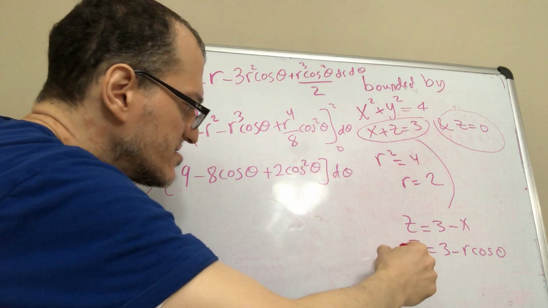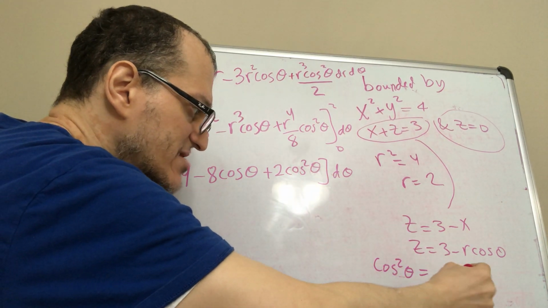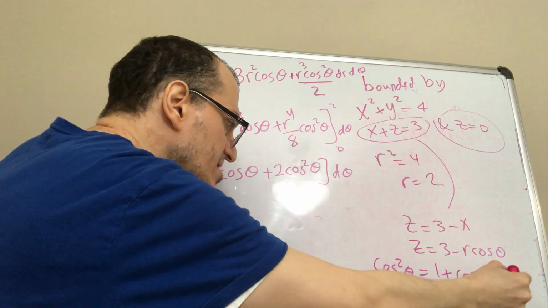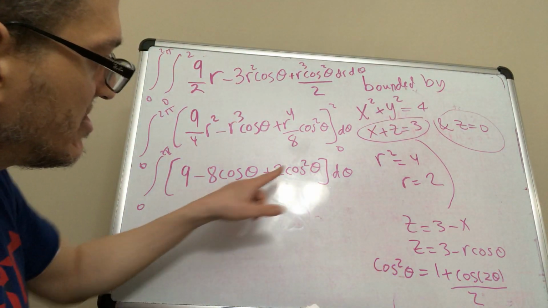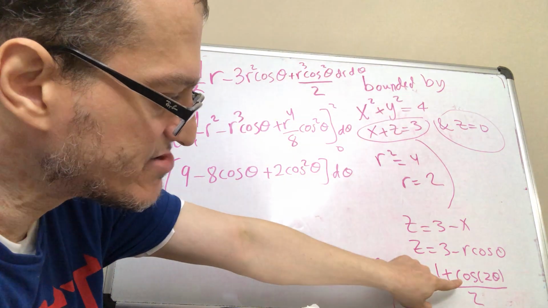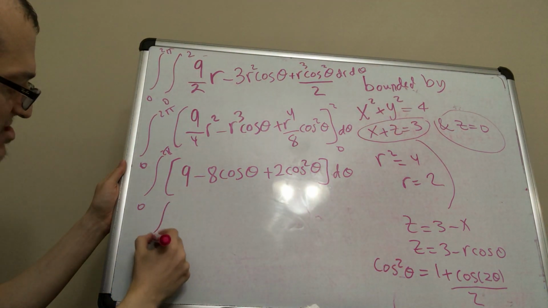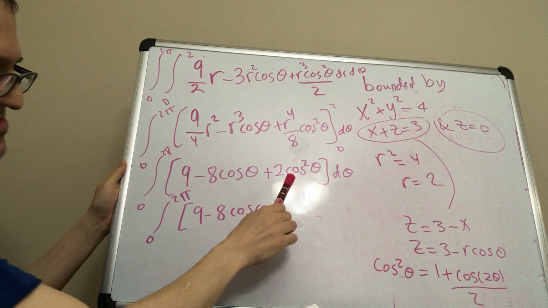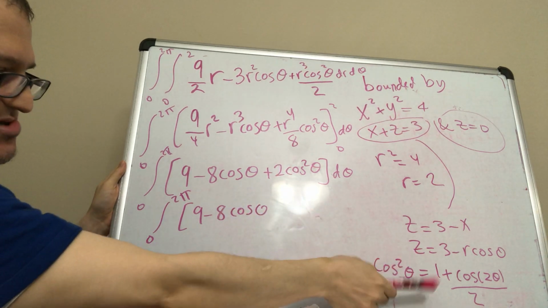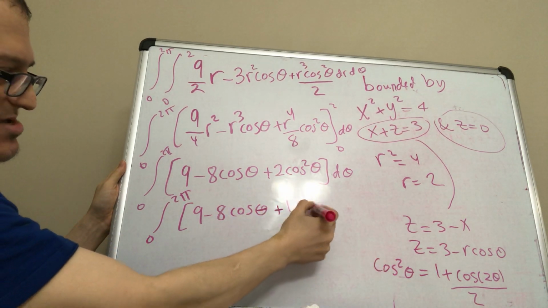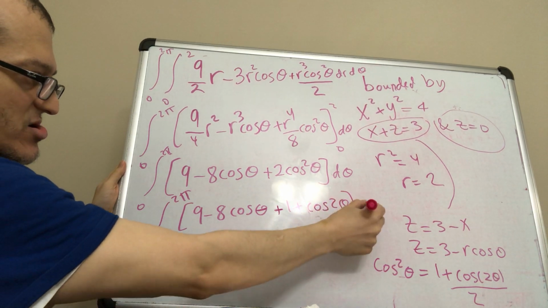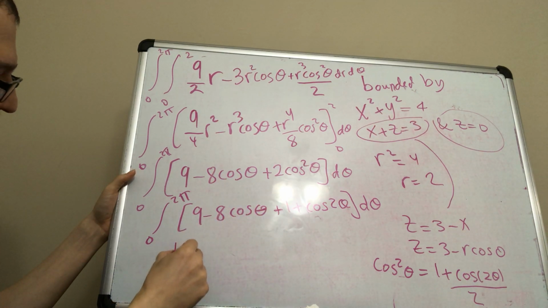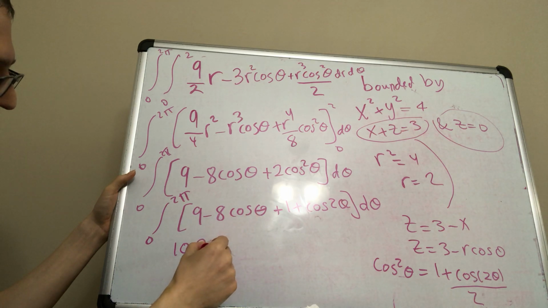For the cosine squared, I can use the half angle identity, and if you guys remember, that's 1 plus cosine 2 theta over 2. So I can replace this by 1 plus cosine 2 theta over 2. So it becomes 9 minus 8 cosine theta. If I put this here, the 2 cancels with the 2, I would only have 1 plus cosine 2 theta, all integral d theta. 9 plus 1 is 10. Integral of 10 is 10 theta. Integral of this would be a sine.